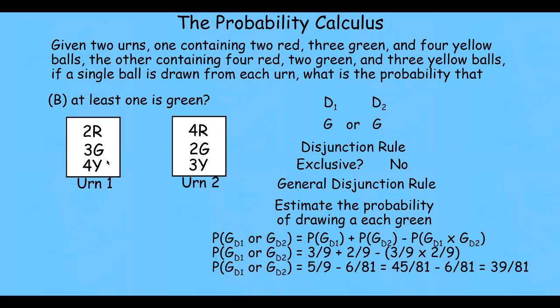Now I plug my numbers in. 3 out of 9 for green on the first, plus 2 out of 9 for green on the second, minus the conjunction, which would be 3 out of 9 times 2 out of 9. And that will give me, adding these together, 5 over 9 minus 6 over 81. I have to convert this all to an 81 denominator, and I get 45 over 81 minus 6 over 81, and that gives me 39 over 81 as my solution. Let's do another one.